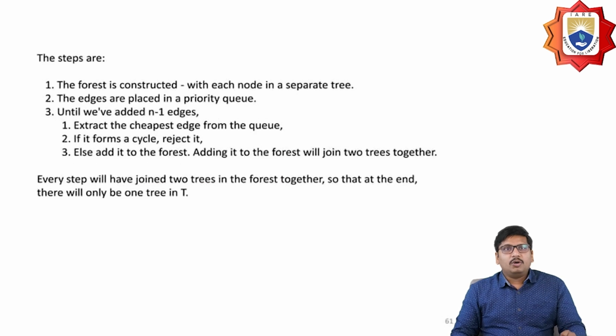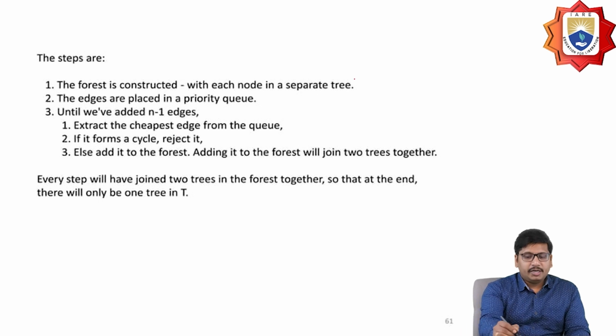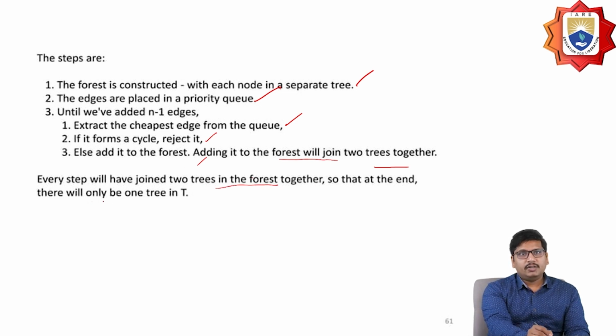So what are the steps to be followed here? First, the forest is constructed with each node separate in its own tree. Then the edges are placed in a priority queue until we have added n minus 1 edges. Extract the cheapest edge from the queue, and if it forms a cycle then reject it, else add it to the forest. Adding it to the forest will join two trees together. So every step joins two trees in the forest together, so that at the end there will be only one tree.